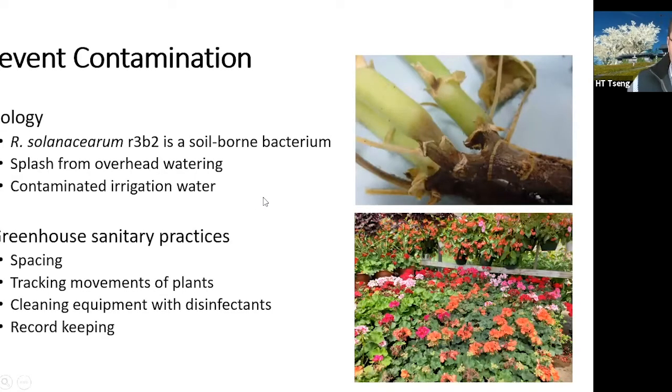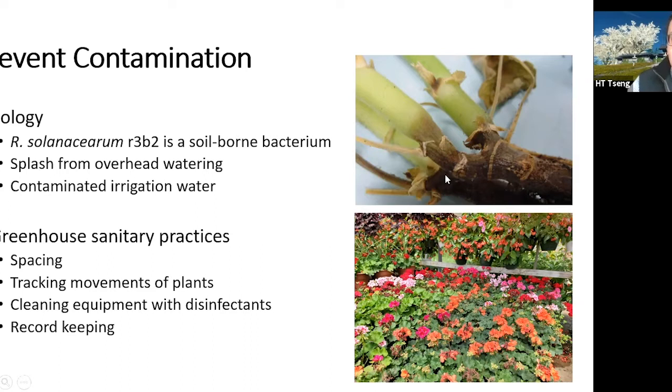Based on this experience, what we learned and how to prevent future contaminations. The first thing is based on the pathogen biology. We mentioned that Ralstonia is a soil-borne bacterium, so it has a relatively limited capability to spread throughout your nursery. It mainly spreads by splash from overhead watering. When you use overhead watering, the water particles may splash from your plant.